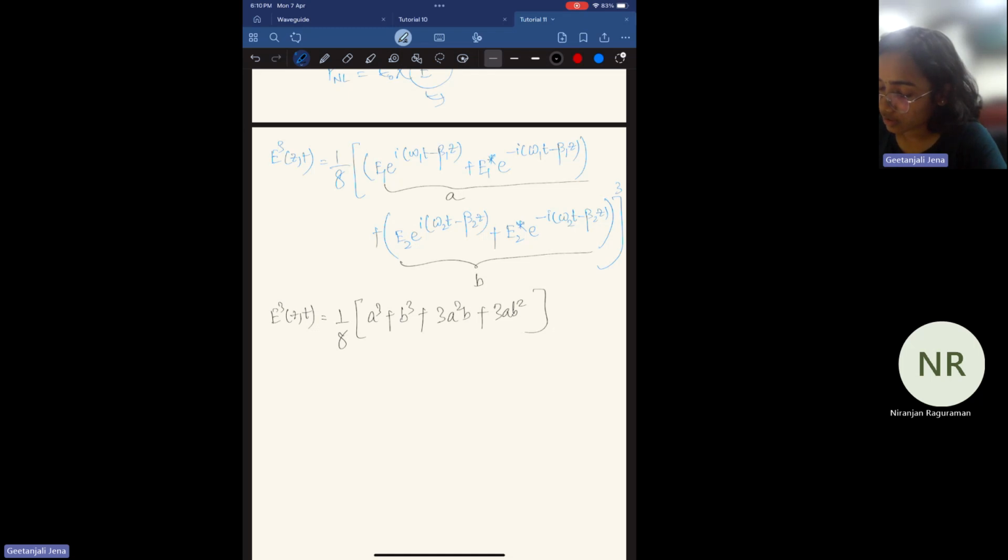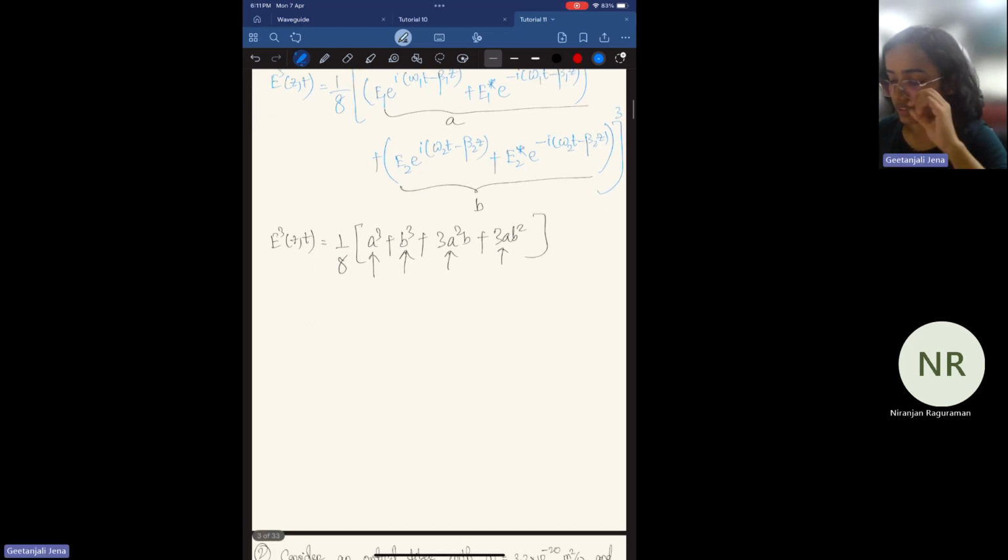We will not go into the details of the total expressions of A cubed, B cubed, 3A squared B and 3AB squared. We'll just see which components have omega 1, and we will write the total expression for those components. Okay.